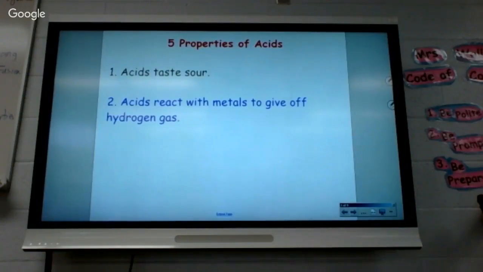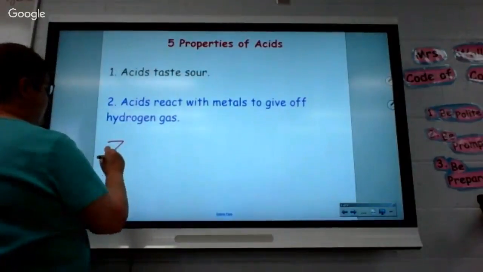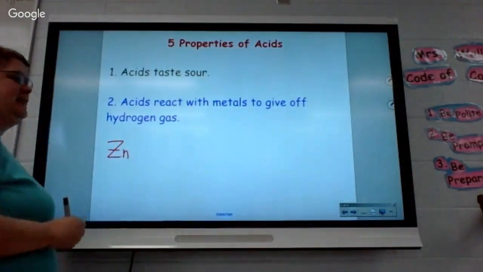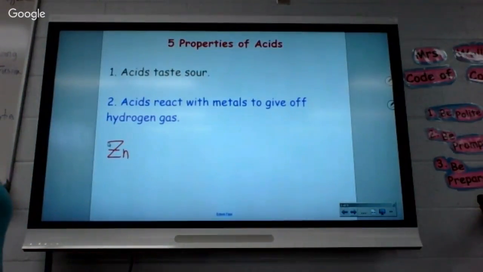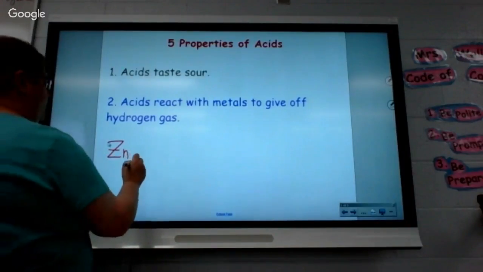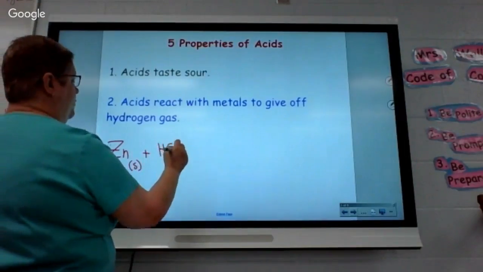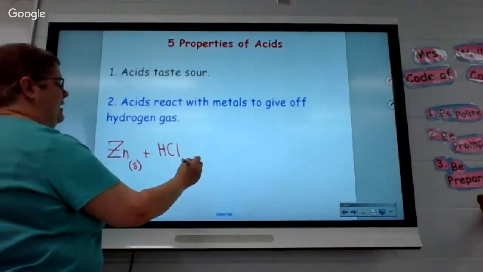Now, acids react with metal. They give off hydrogen gas. A common example of this is zinc. What state is zinc? Okay. It reacts with an acid. What state should I put here for an acid?